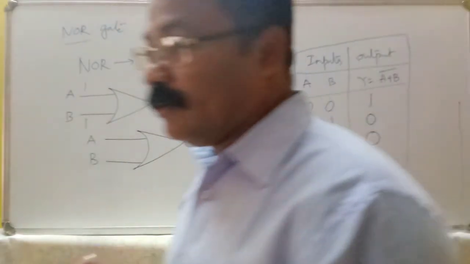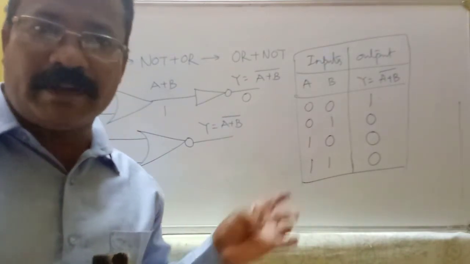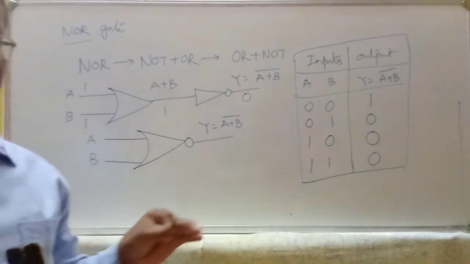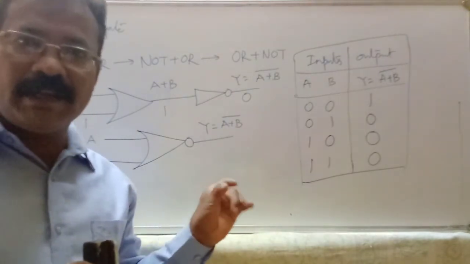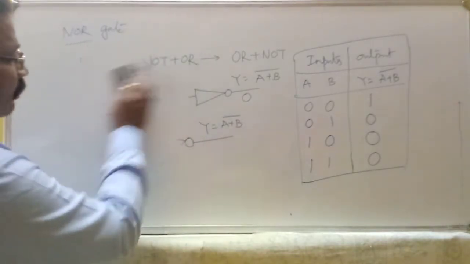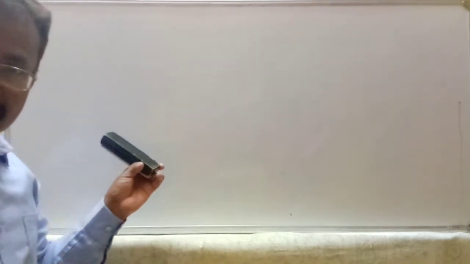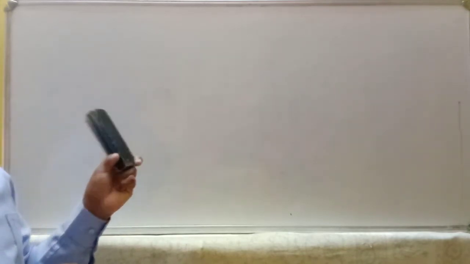So, out of the 7 gates, we already discussed AND gate, OR gate, and NOT gate. Those 3 gates are known as basic gates. NAND and NOR gates are universal gates. Now we are going to discuss the other gates. They are special gates.